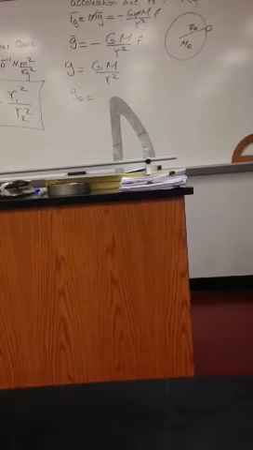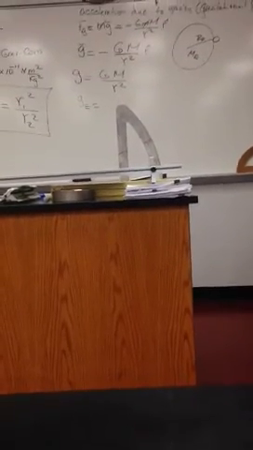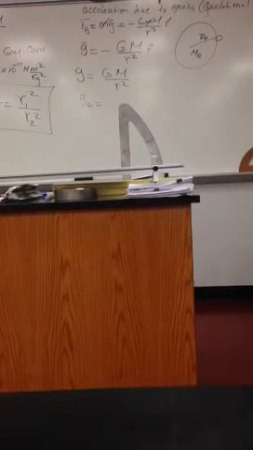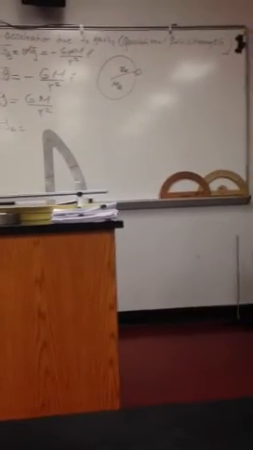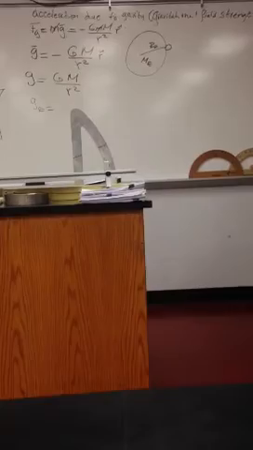Everybody can see that? So what does the gravity depend on? On the mass of the Earth, which is the same for all of us, and the distance that we are from the center of the Earth, which is the same for all of us. So the gravity is the same for all of us, which is 9.8.